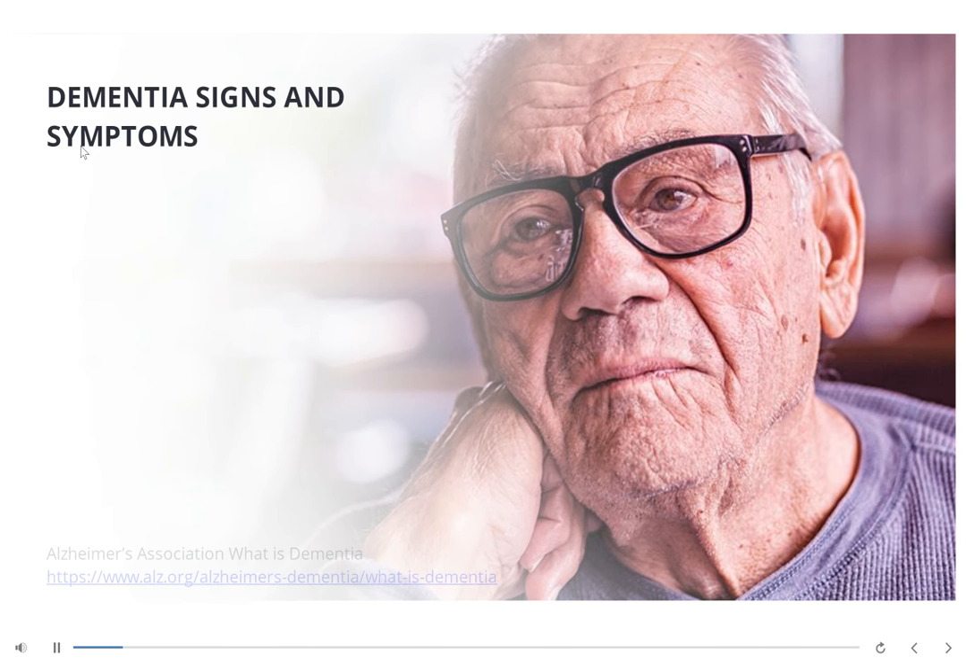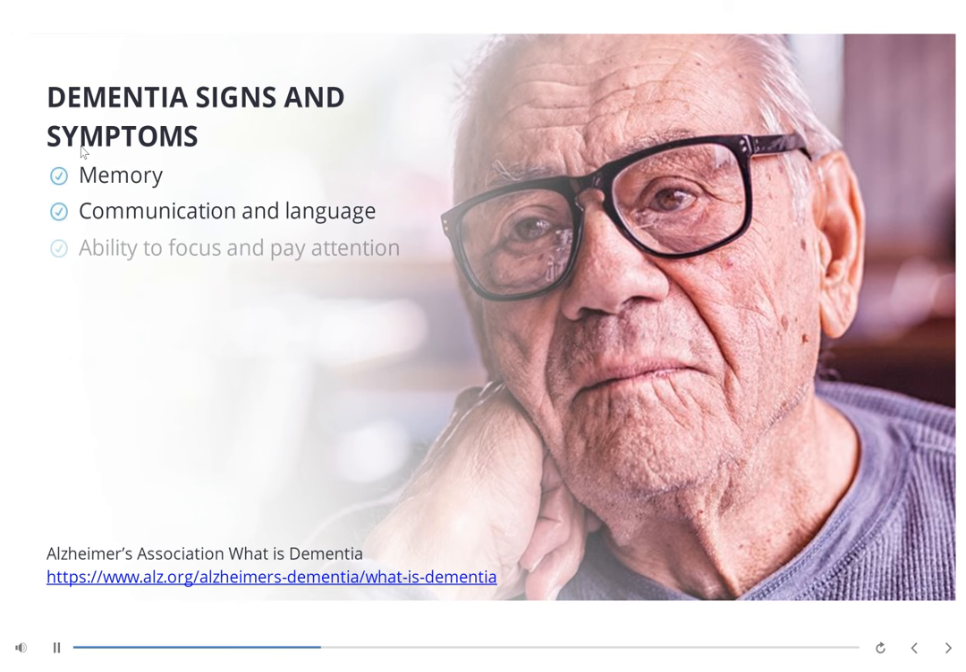Dementia signs and symptoms vary based on the type of dementia and an individual's experience, where not everyone will be the same. Caregivers will notice changes in memory, the ability to communicate, focus, and follow through. Reasoning and judgment are affected. The person will experience challenges in planning.